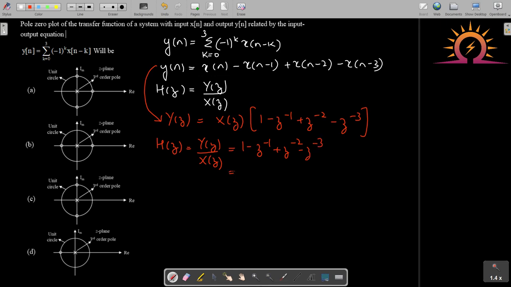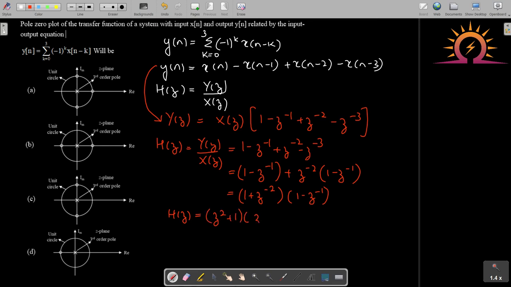I'll try to factorize this above equation. It will be 1 minus z inverse plus z to the power of minus 2 into 1 minus z inverse. This would be 1 plus z to the power of minus 2 into 1 minus z inverse. Now to write it in numerator denominator form, I'll rewrite this as H of z equal to, multiplying numerator and denominator by z cube, z square plus 1 into z minus 1 divided by z cube.